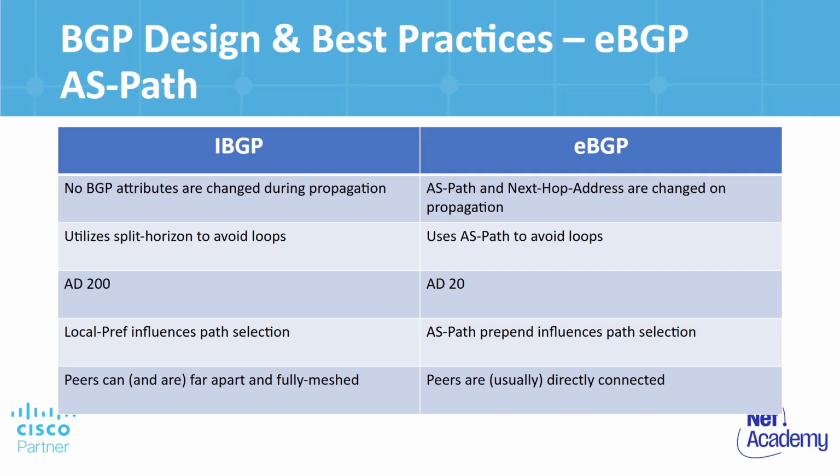And then in IBGP, our peers can be, and often are, far apart and fully meshed. And in eBGP, our peers are, and usually will be, directly connected, right? I will point out that in IBGP, saying that they're fully meshed, we did talk about in the IBGP deep dive how that's not always the case, right? You may not always have to fully mesh them.